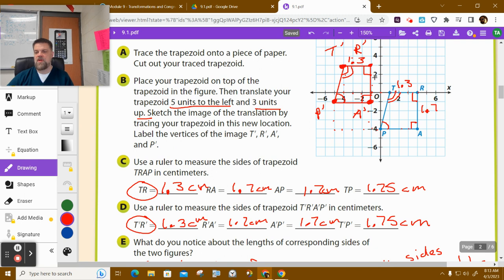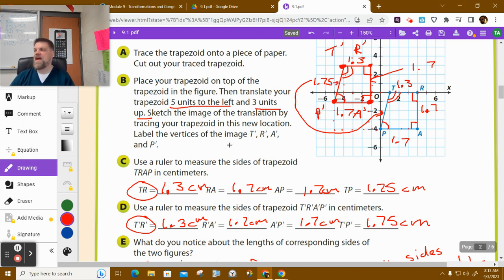And then this was 1.7, and guess what? This was 1.7. That's from R prime to A prime, and then from R to A is 1.7. Then we found out that this was also 1.7. A to P, A prime to P prime, we measured that 1.7 centimeters. And then this longer line was 1.75, as was this line here. They were both 1.75.